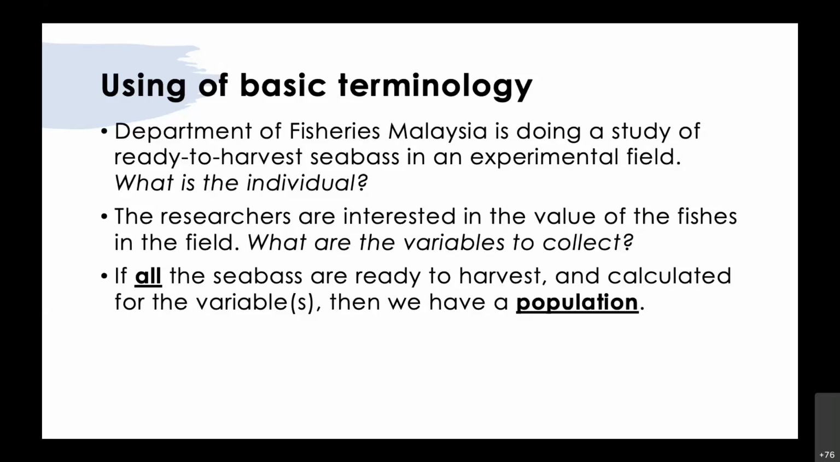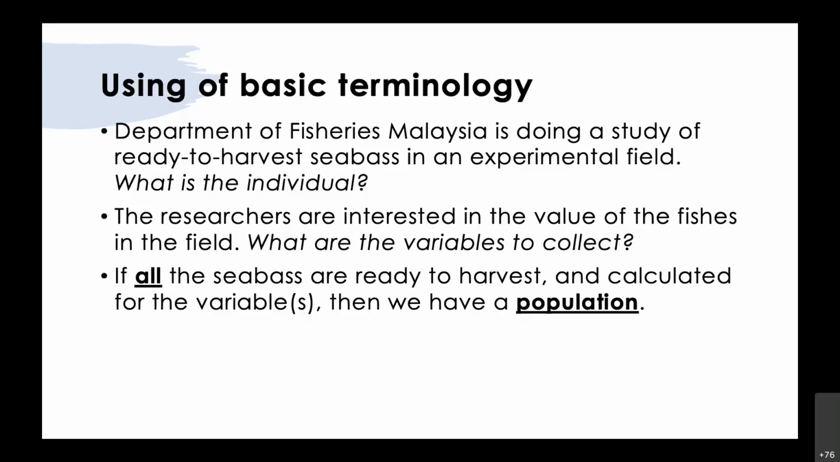Betul? So what are the variables? I give you variables. It can be weight or you can sell by the length. There are a lot of variables, not only one. You can sell by length. For example, more than 12 inch, the market price is higher. Less than 12 inch, the market price is lower. Faham tak?